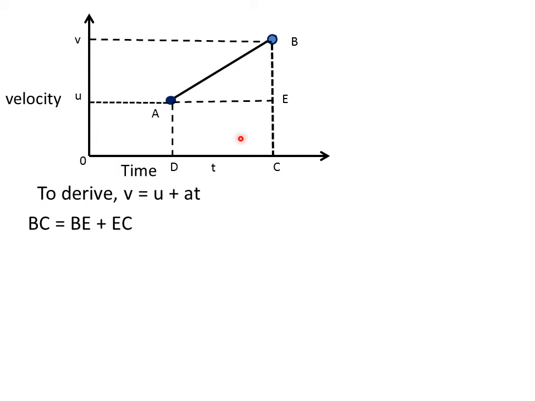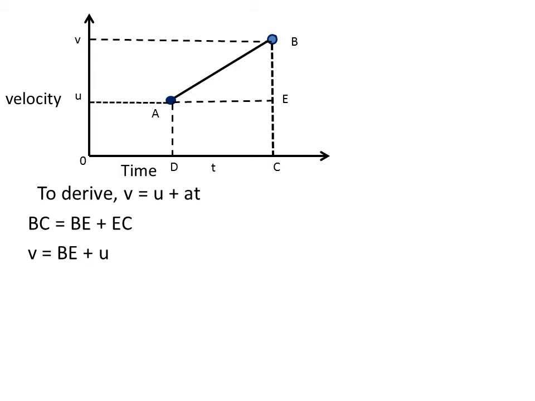Now let us substitute the values. As I just told you, BC is equal to v. So let us write v for BC. Look at EC. EC is equal to u. So let us write EC = u. And for the time being, let us write BE as it is.